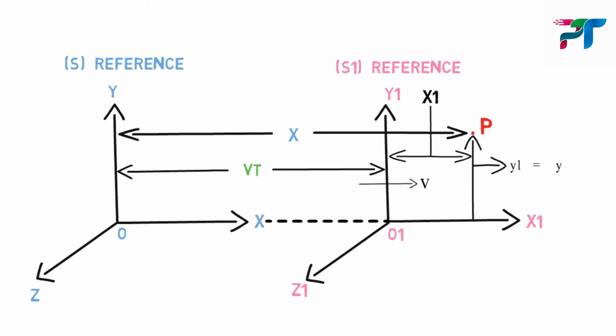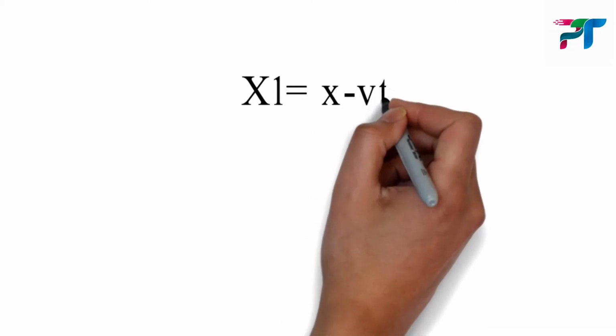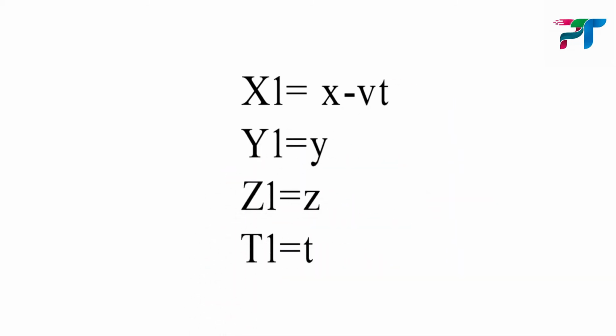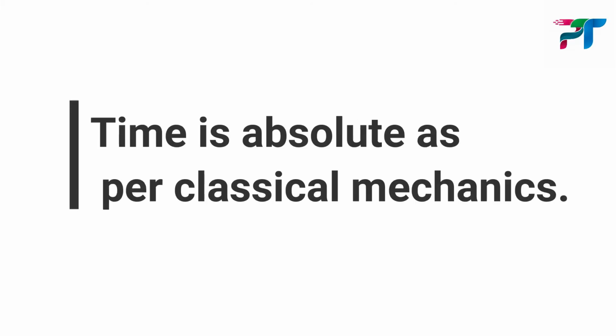If the event is happening at P at any particular time and the observations are taken by both of the observers, we can write x1 equal to x minus vt, y1 equal to y, z1 equal to z, and t1 equal to t. Here t1 equal to t because time is absolute as per classical mechanics.